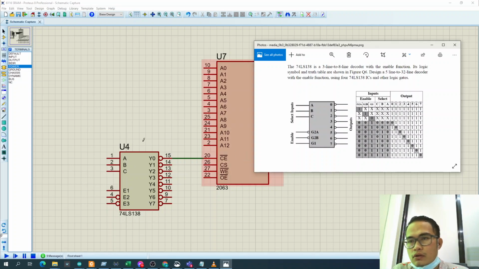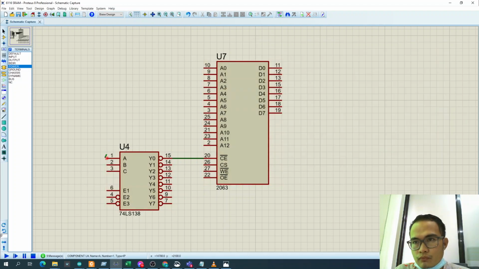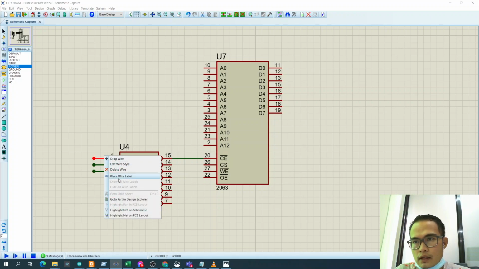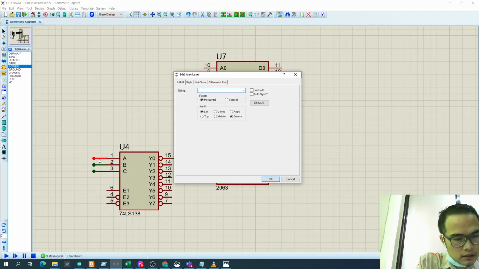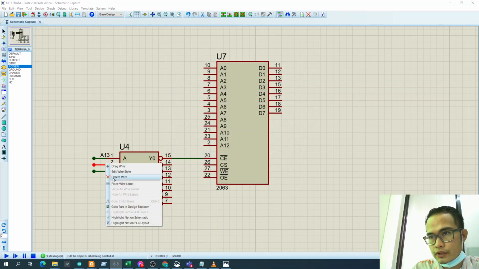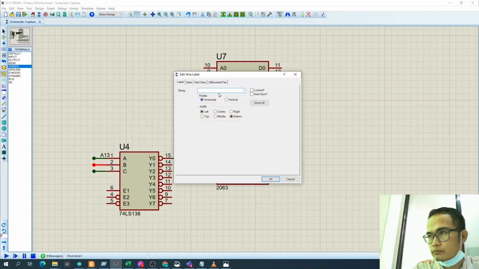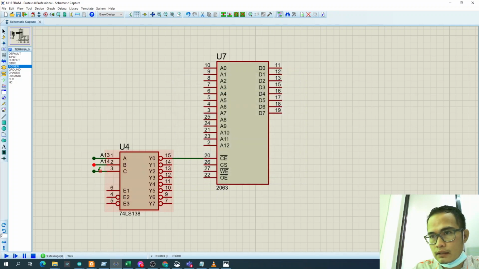Okay, so this is connected to A13 address bus, A14, and then the A15. Okay, so this is A13, and this is for the A14, and this is for the A15.